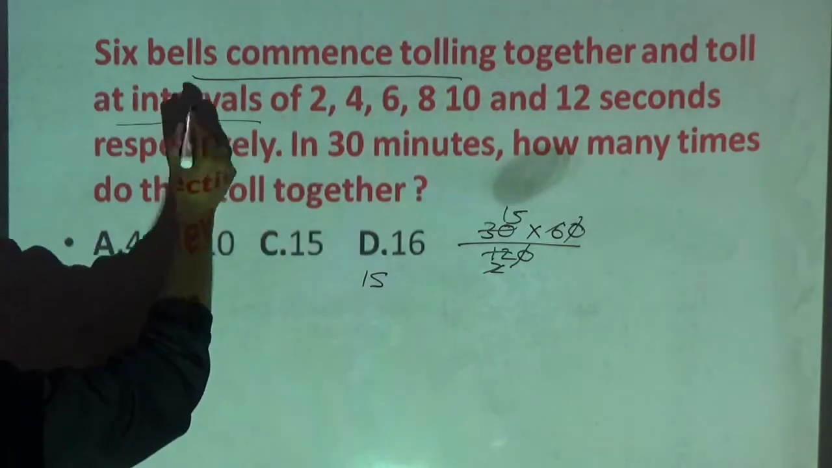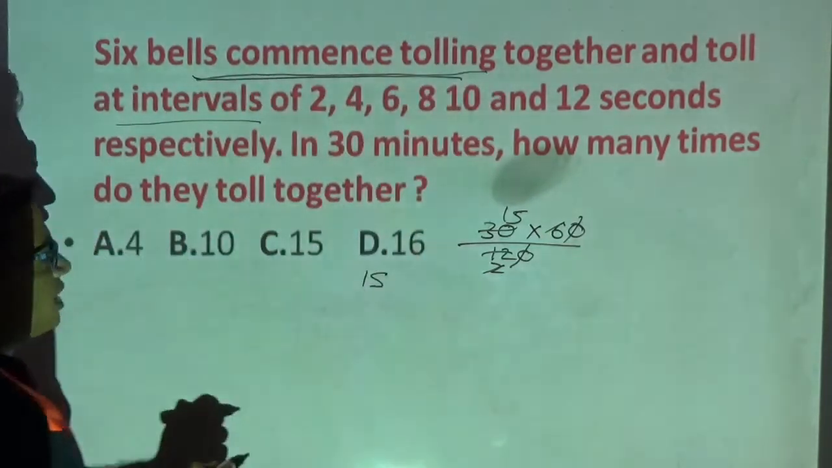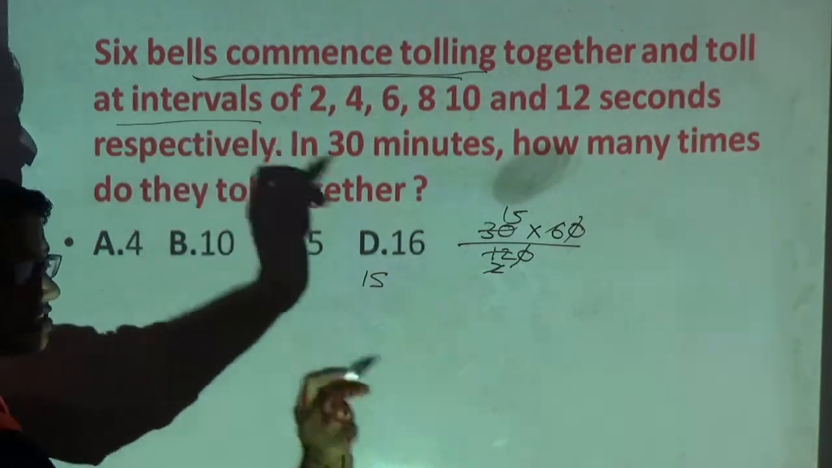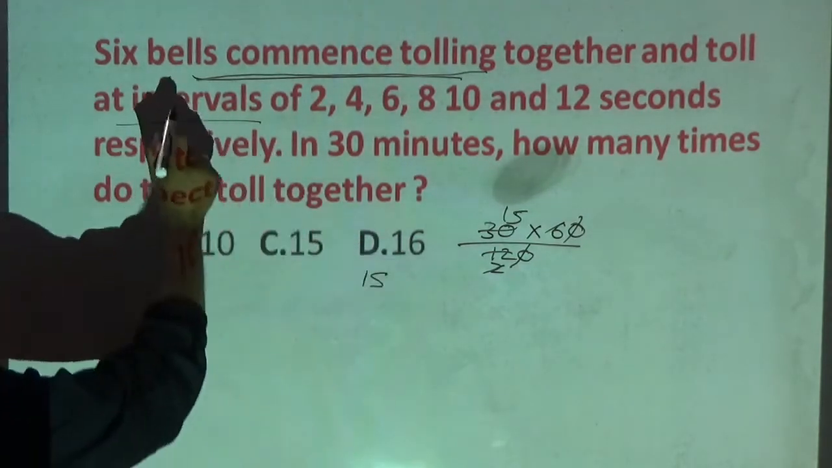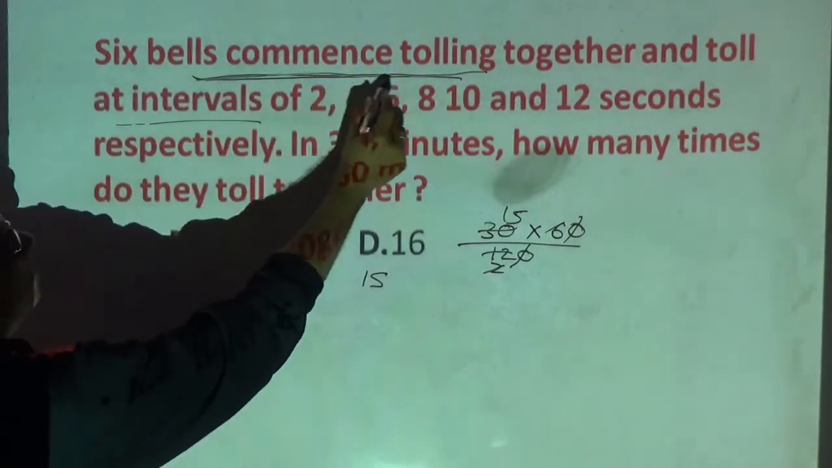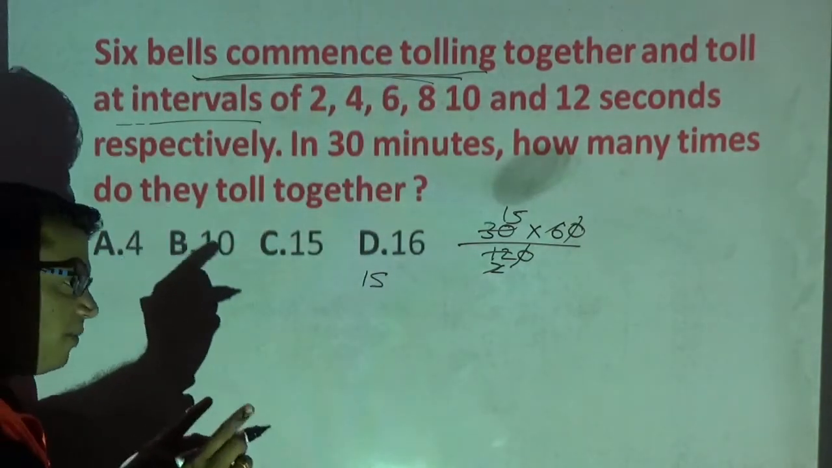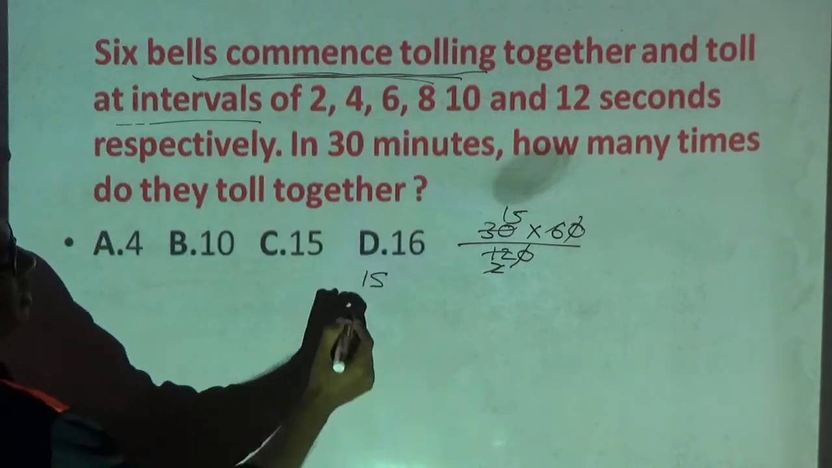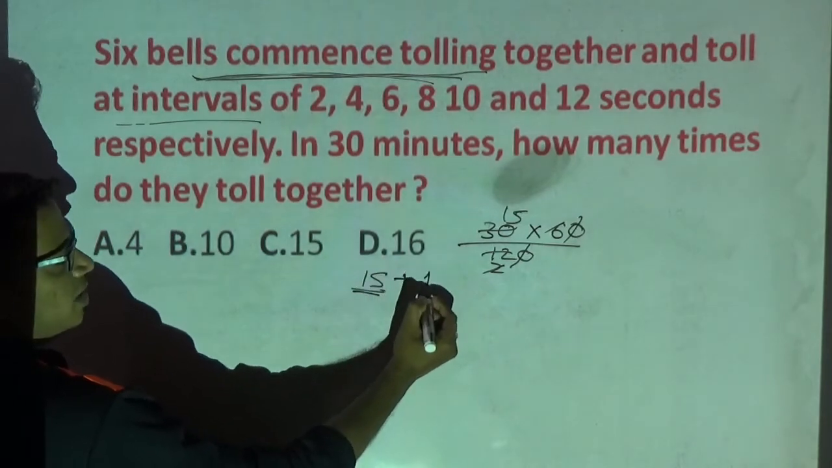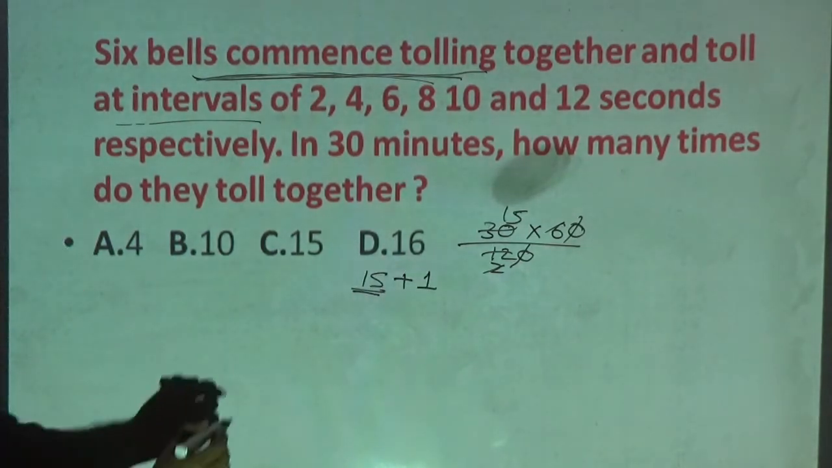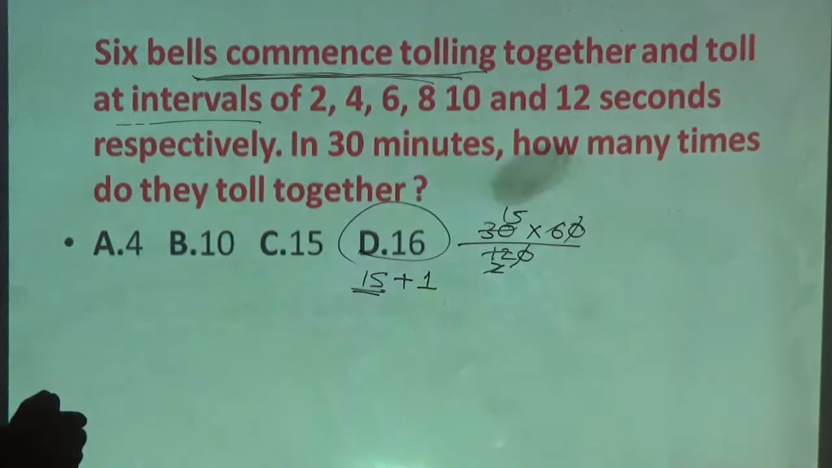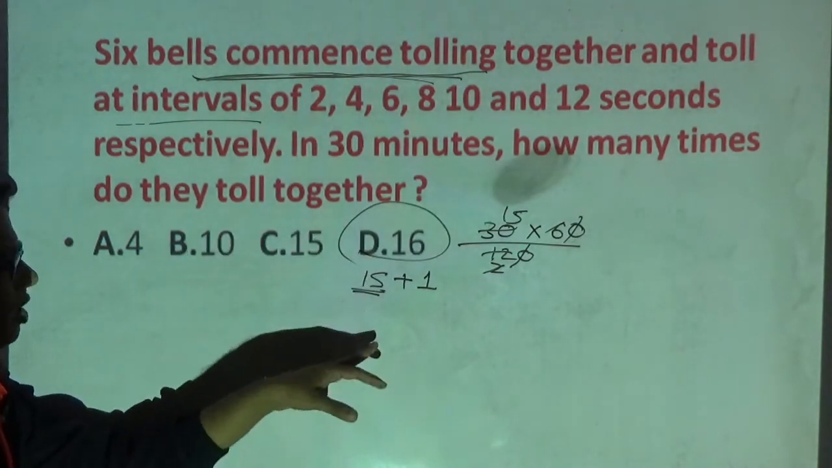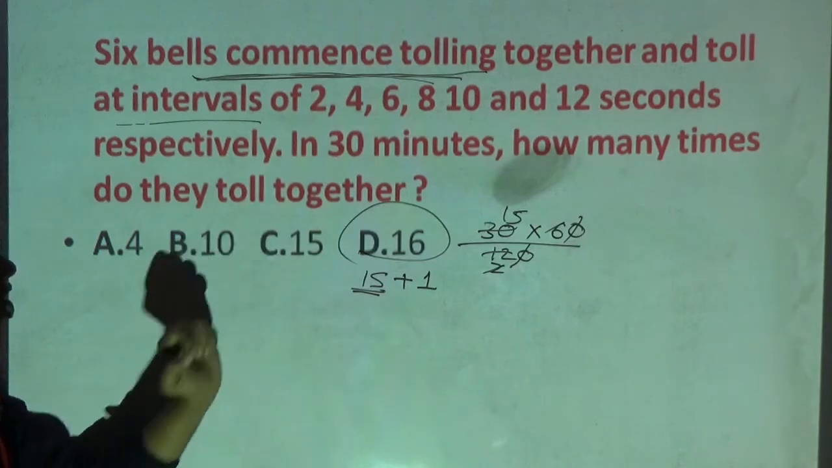But initially, when I observed, they were already tolling together, right? The question says the 6 bells commence tolling together. That means at the time of my observation itself, they were tolling together. After my observation they tolled 15 times, but initially they were also tolling. Therefore totally how many times? They tolled 16 times. Therefore, the answer is 16. Most of the students will make a mistake by selecting option C.